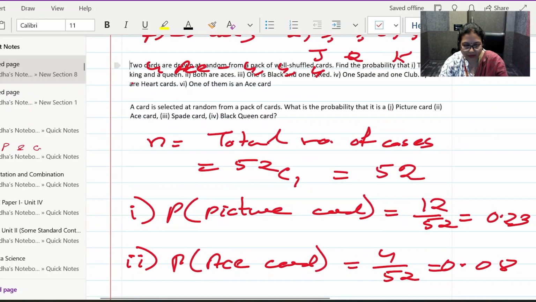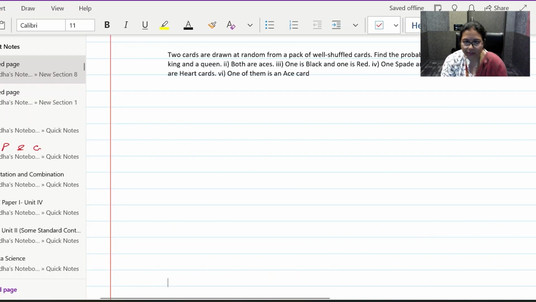So let me copy this question. Next question. 2 cards are drawn at random from a pack of well shuffled cards. Find the probability that they are a king and a queen, both are ace, 1 black and 1 red, 1 spade and 1 club, both are heart cards, one of them is an ace card.